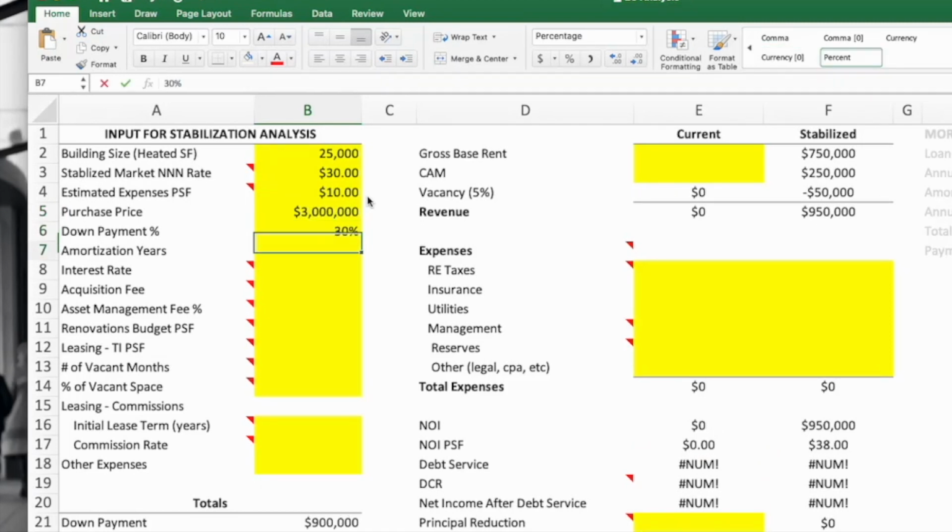Down payment, we hope we can get away with 30%. That's the down payment for your loan. Amortization years, let's use 25 years. Depending on the lender, sometimes they ask for, it could be 20 years, 15 years. Sometimes the buyer asks for that.